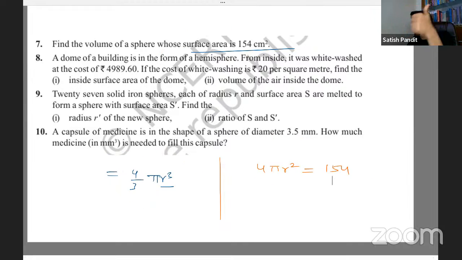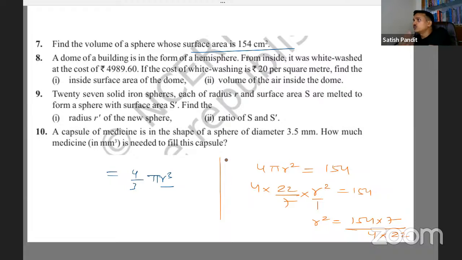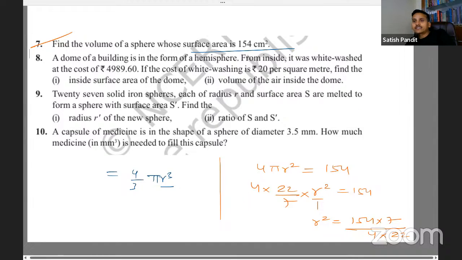Yes or no? You can all do it, right? See, you have only one variable here, right? So it will be 4 into 22 by 7 into r square is equal to 154. We have done actually this question, how to find r. This is by 1 you can think of, okay? So you take it to the other side, so r square is equal to 154 into 7. I'm not writing into 1 because anything into 1 is the same thing. And then this one you take down, so 4 into 22. Try to simplify it, take a root. You'll get the answer. Yes or no, everyone? Once you get the radius, substitute here, you'll get the volume. This question is done. Okay, next.